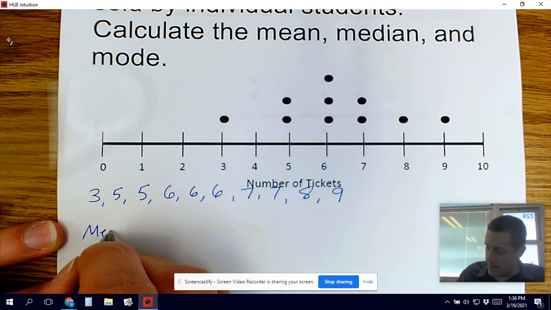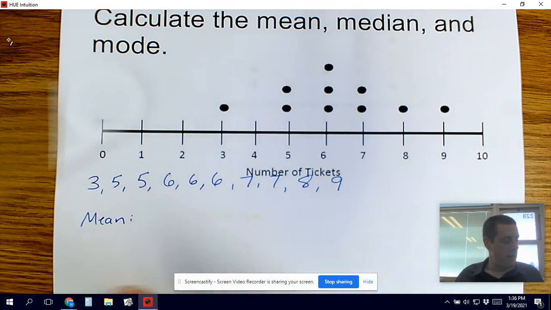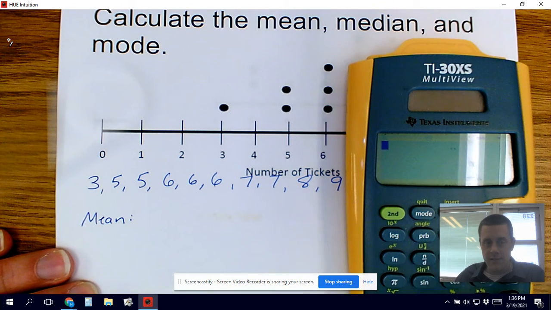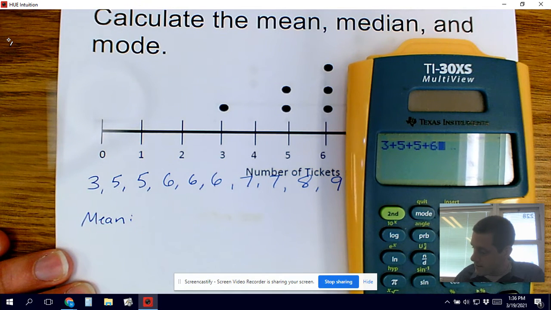Now let's calculate the mean. First step in calculating the mean is to sum the digits. So I'm going to grab my calculator and let's add these values together. 3 plus 5 plus 5 plus 6 plus 6 plus 6 plus 7 plus 7 plus 8 plus 9, I get a total sum of 62.